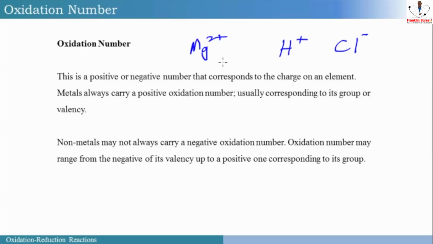What you should understand is that metals carry a positive charge and non-metals would carry a negative charge. Nonmetals may not always carry a negative charge, as you see in the case of H+ here. So it may range from negative to positive corresponding to the group it is in. And we will be looking at different groups and rules for assigning oxidation numbers.